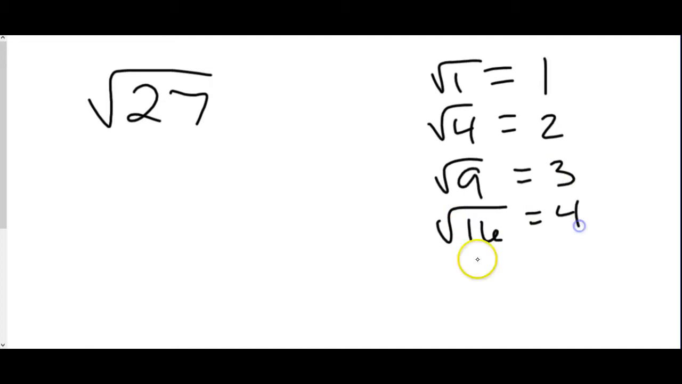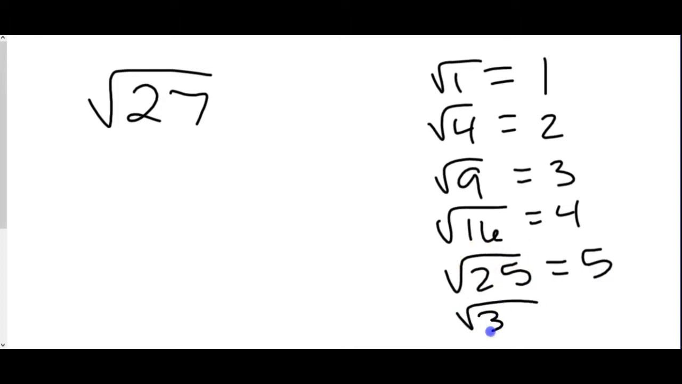16 was 4, 25 was 5. That was pretty close. 25 is pretty close to 27, and 36 is 6. So we want to know specifically what consecutive integers square root of 27 is between. So first we have to figure out what is the square root between.